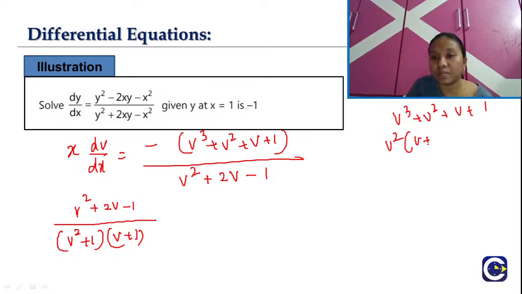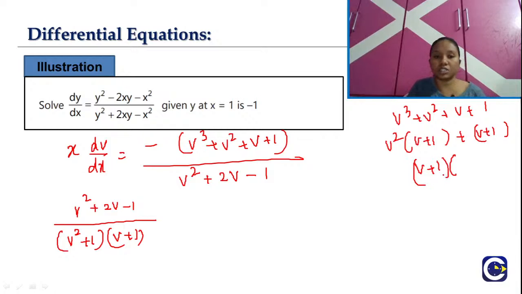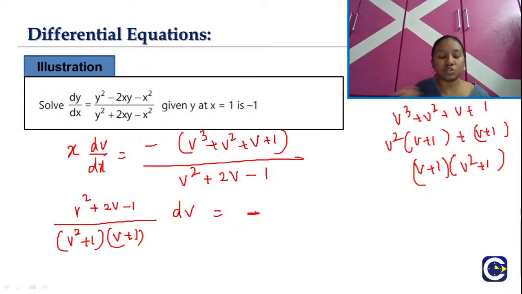So here it will be v plus 1 and here plus v plus 1. That means again we can take v plus 1 common, and the other thing which remained is v square plus 1. So instead of writing this v cube plus v square plus v plus 1, we can rewrite that as v plus 1 into v square plus 1. That's what we have written here, into dv, and minus, I am just retaining to the other side itself, minus 1 by x dx.